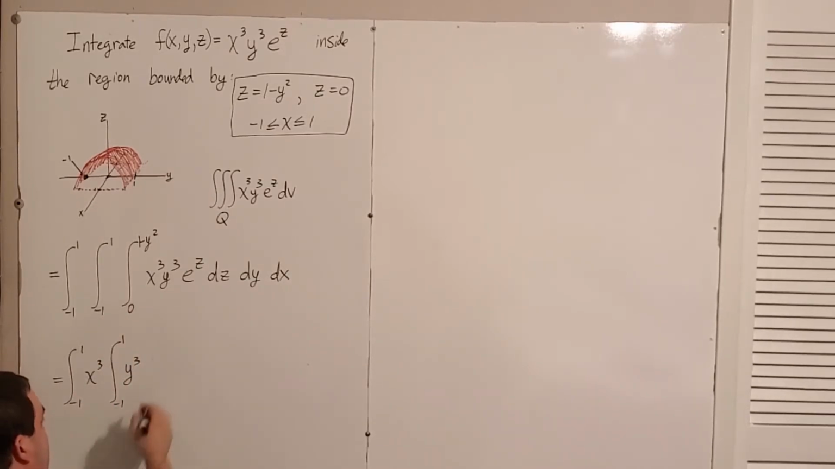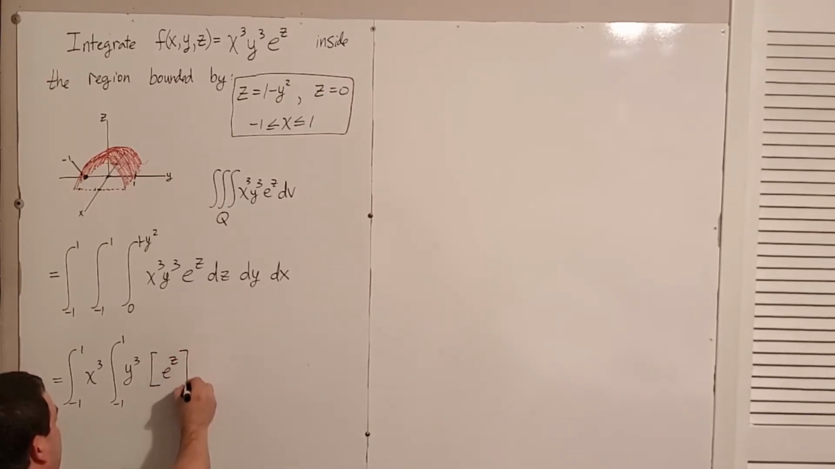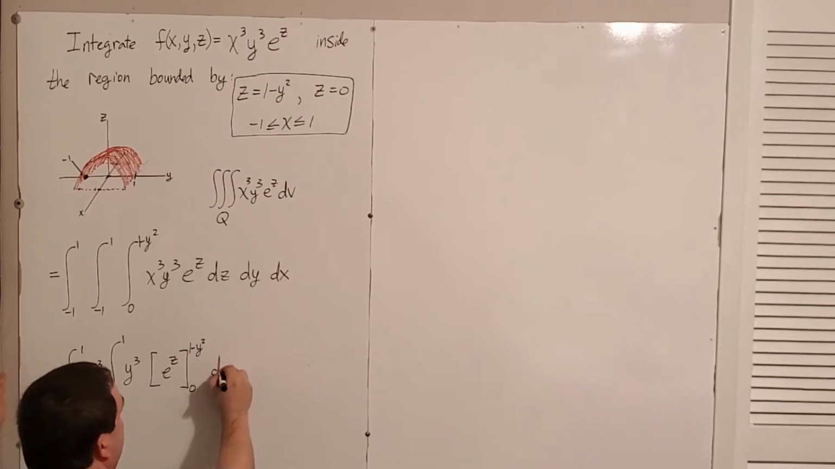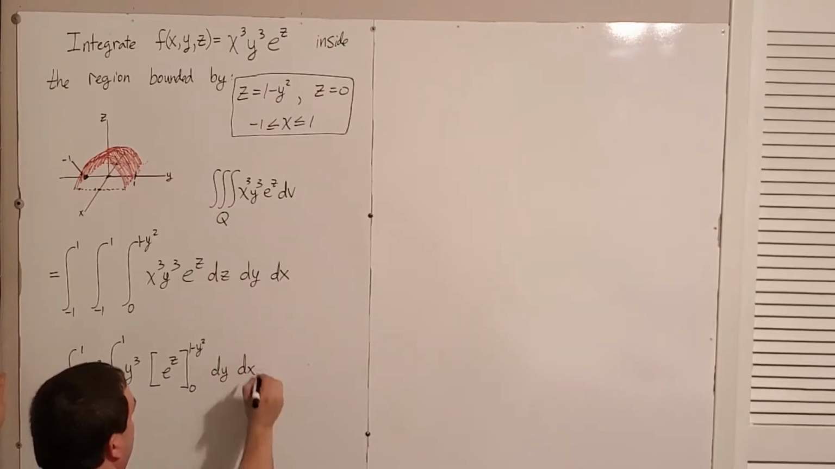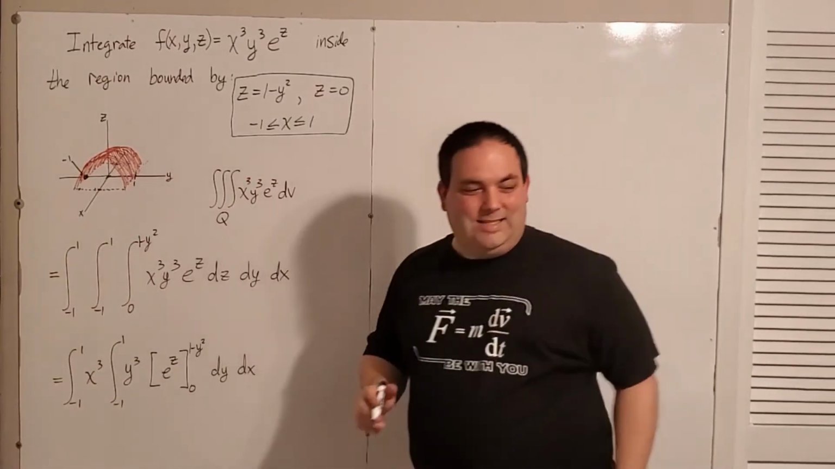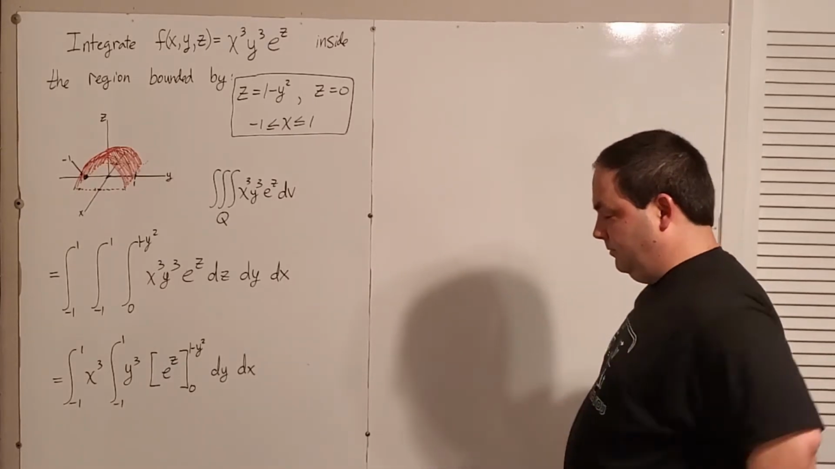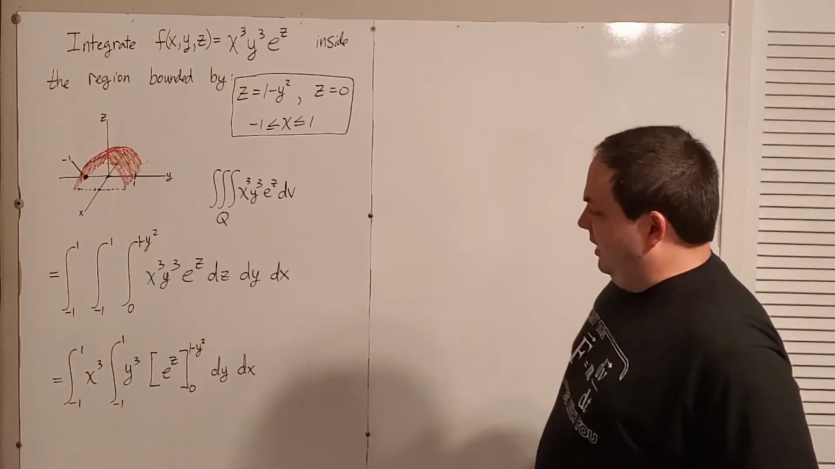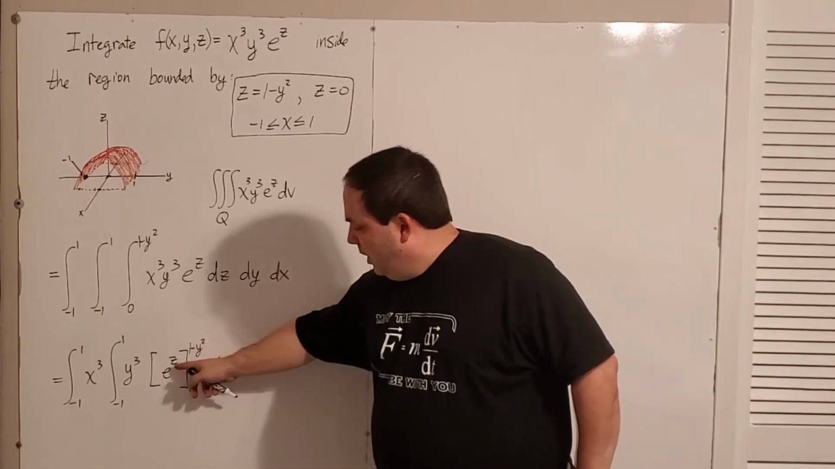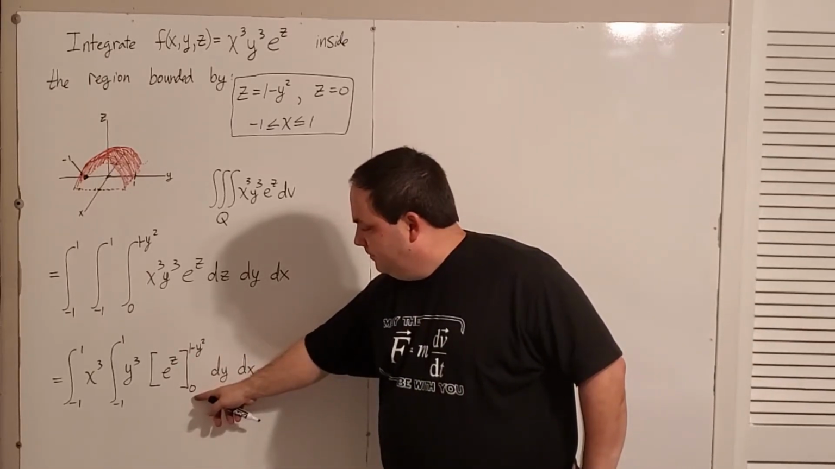Antiderivative of e to the z is e to the z, and it's going from 0 to 1 minus y squared. And I still have my dy and my dx, right? Okay. So then at this point, I'm going to go ahead and do my plug-in and subtraction.